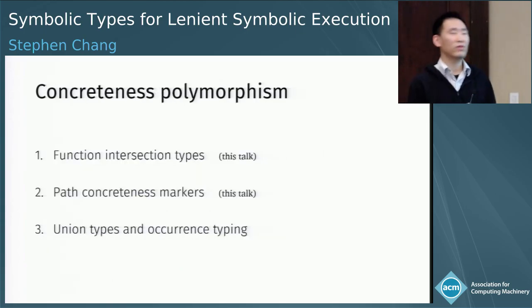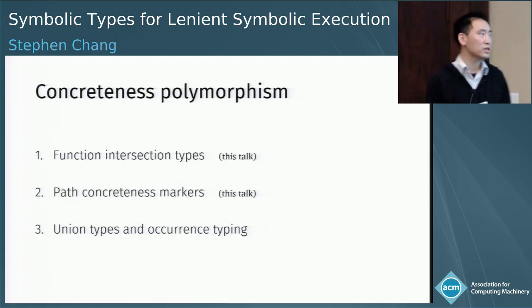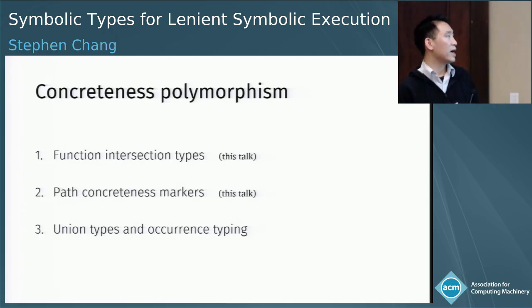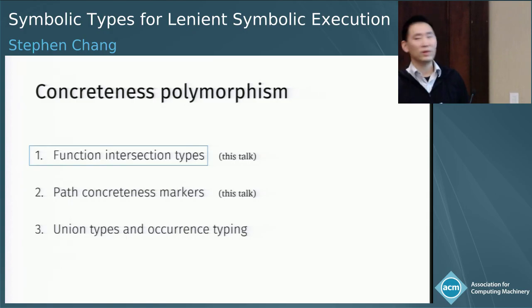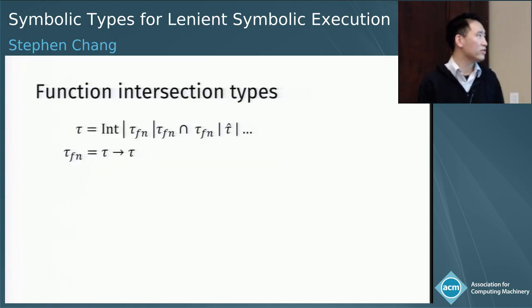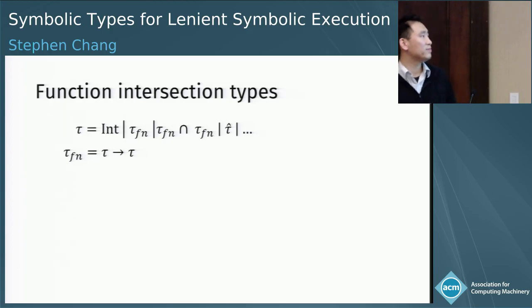So concreteness polymorphism has three components, and I'm going to talk about two of them. The first is intersection types for functions. The second is path concreteness markers. And the third is union types and occurrence typing. So first I'm going to show how function intersection types help us to achieve a more useful type system.